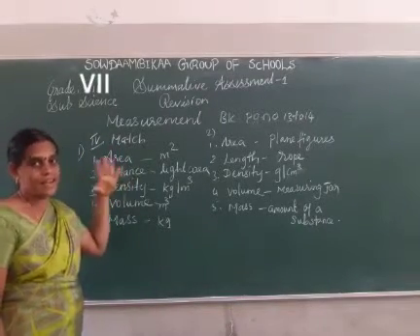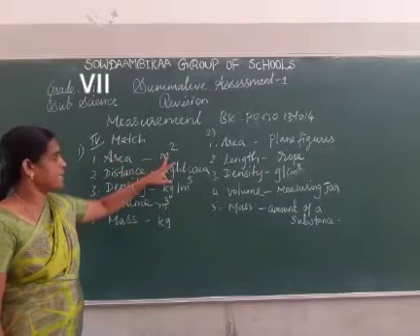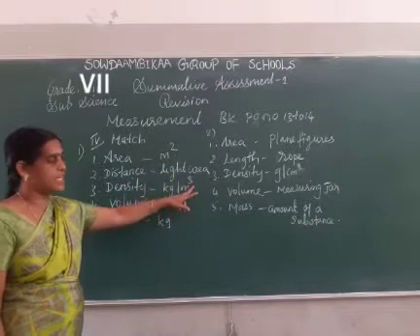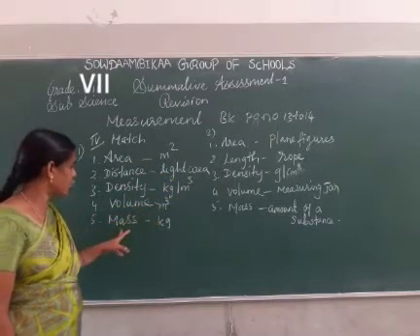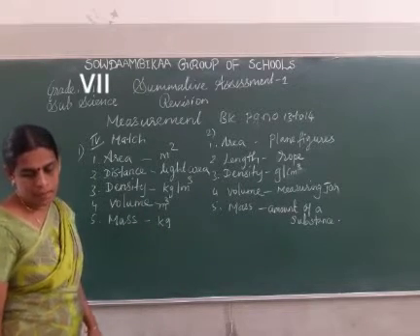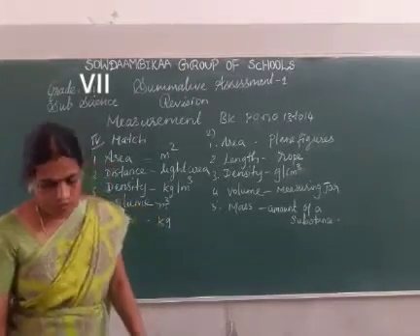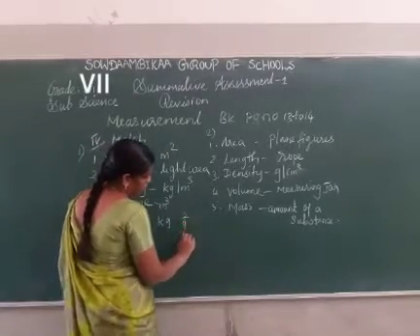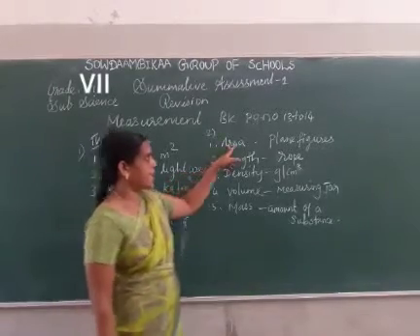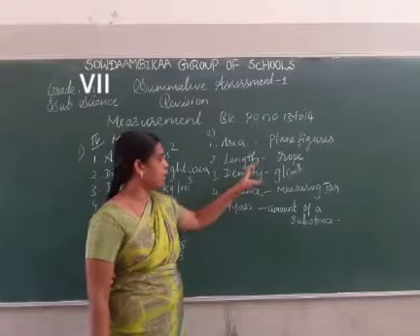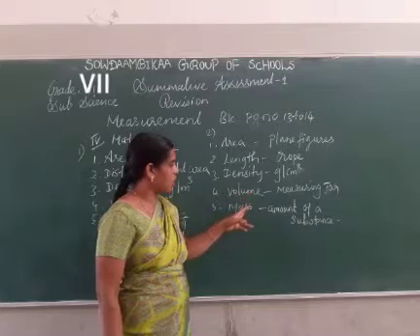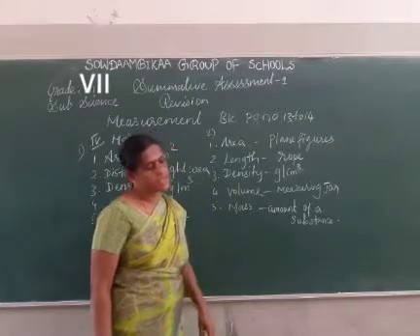I am writing the correct answer. Area, meter square. Distance, light year. Density, kilogram per meter cube. Volume, meter cube. Mass, kilogram. If you want numbers, you write the numbers also: 2, 4, 1, 5, 3. Next: area, plane figure; length, row; density, gram per centimeter cube; volume, measuring jar; mass, amount of substance.